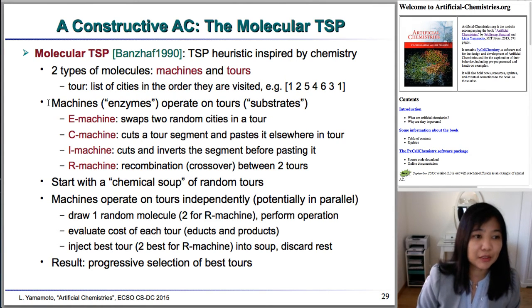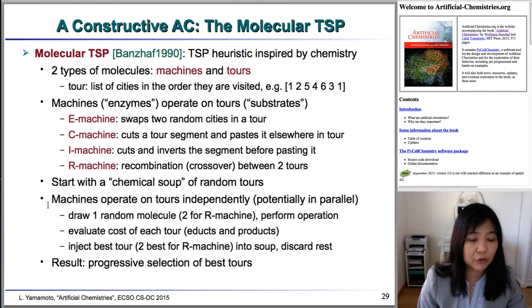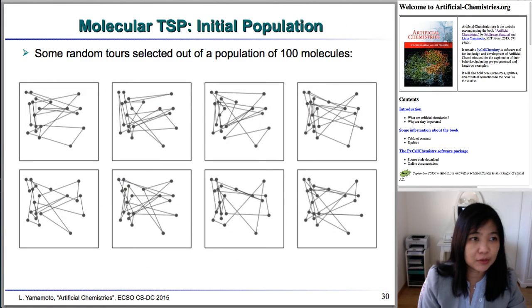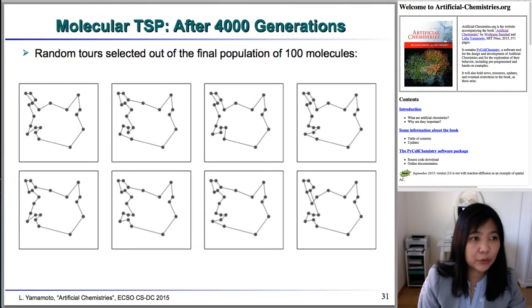So here we could imagine that enzymes also operate on these tours that are like DNA strands. And then, starting with the chemical soup of random tours, a population of machines of these types, many machines of each type, can operate on tours in parallel, drawing molecules, performing operations, and evaluating the cost of each tour, which tour has the minimum cost, and then you discard the tours that have a high cost. And this progressively leads to a selection of best tours. Here, starting with a population of random tours with a high cost, we reach a configuration that is close to optimum.